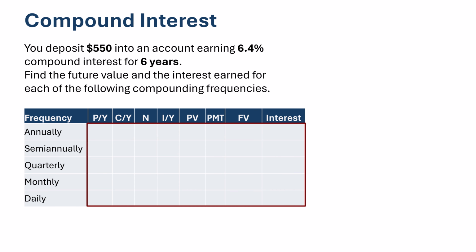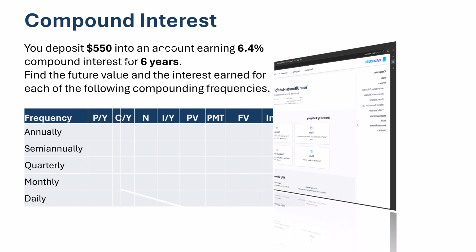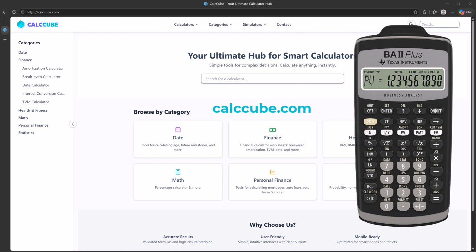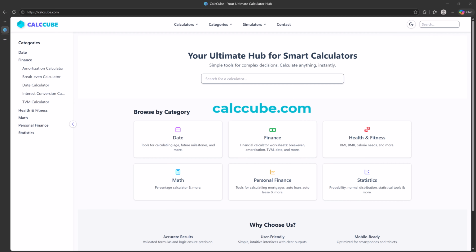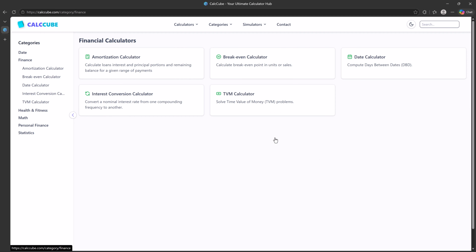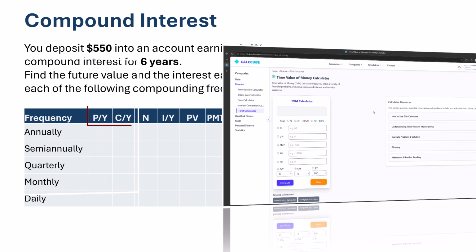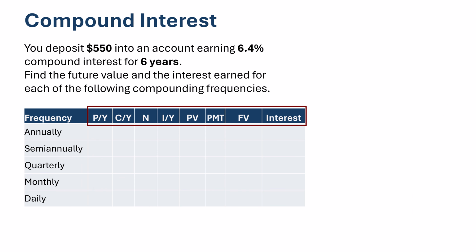To make this incredibly easy, we'll be using the online TVM Calculator at calcube.com, which mirrors the approach of a standard BA2 Plus financial calculator. You can find the direct link in the description below, or just head to calcube.com, click on Finance, and select TVM Calculator. Before we start typing in numbers, let's break down what these variables actually mean.